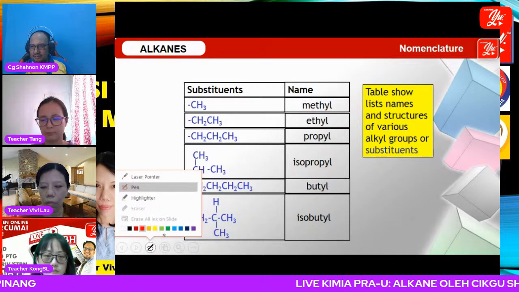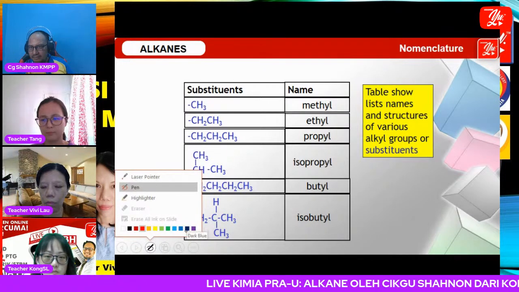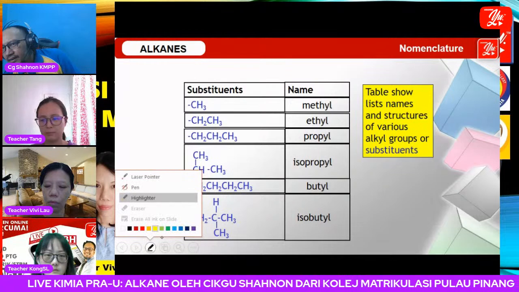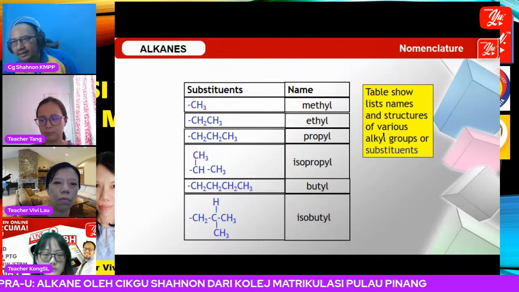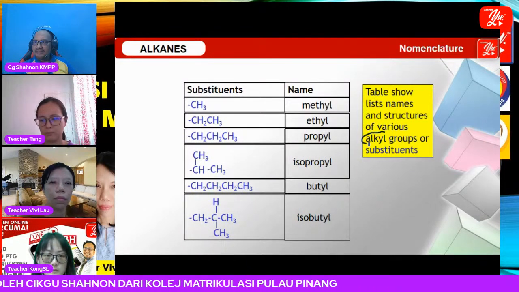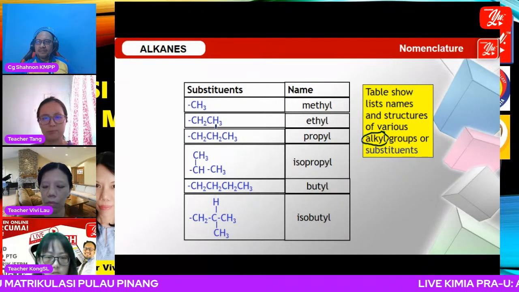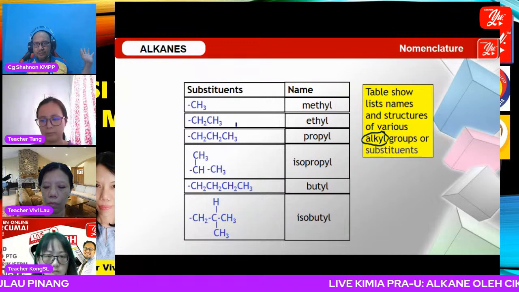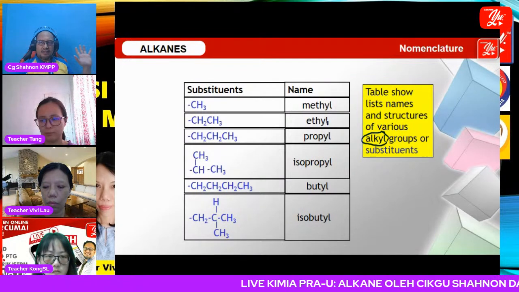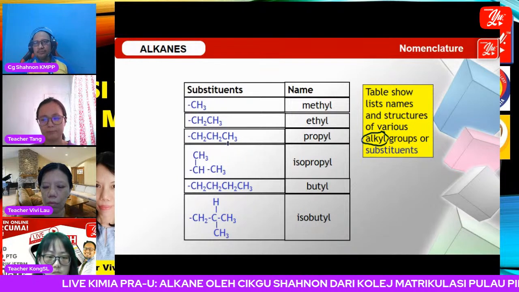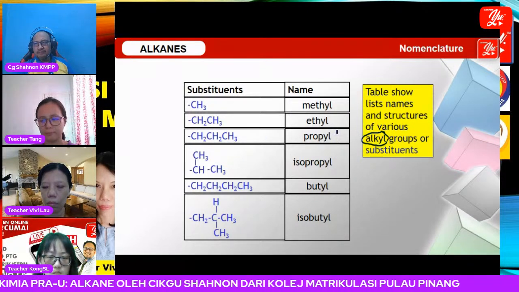I want to draw something here. Highlight. Okay, alkyl, this one. CH2CH3, ethyl, came from ethane. Okay, CH2CH2CH3, propyl.